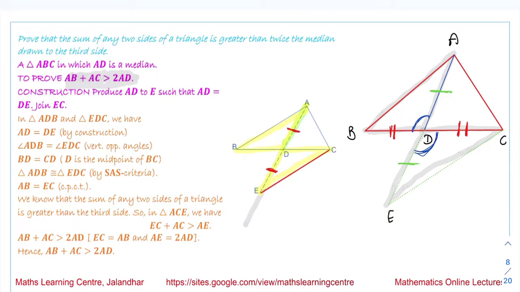So what we get from this is that these two triangles are congruent to each other. So what we get is that AB is equal to EC. We are saying that AB will be equal to EC.